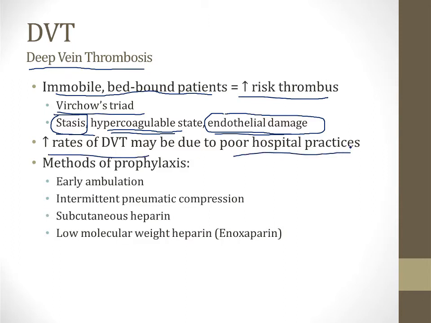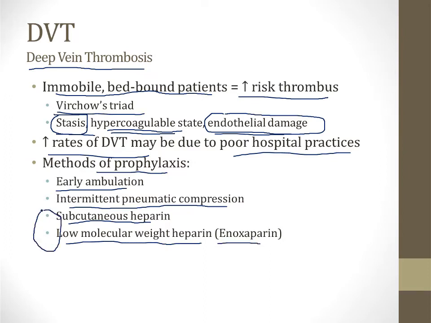That's because there are many things hospitals can do to prophylax against DVT formation. Early ambulation of patients helps. You need to get them out of bed and get them moving. Intermittent pneumatic compression are devices that compress the legs to keep the blood moving when patients are bedbound. Subcutaneous heparin or low molecular weight heparin injections like enoxaparin are also often administered to lower the rates of DVT.